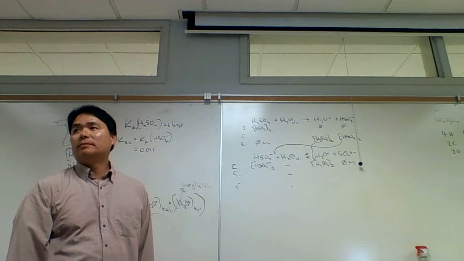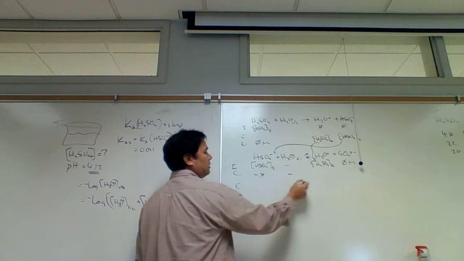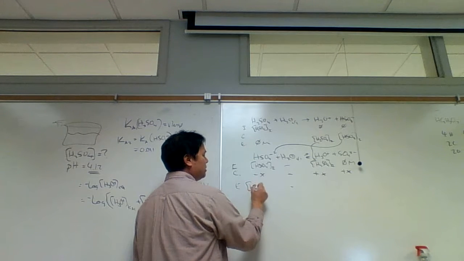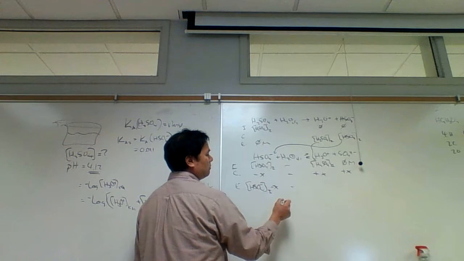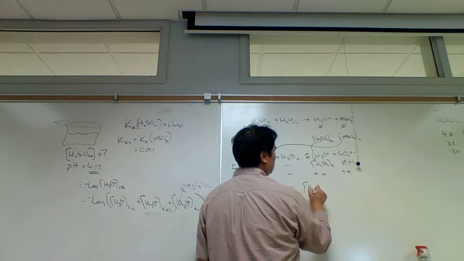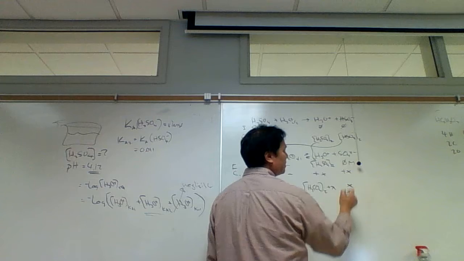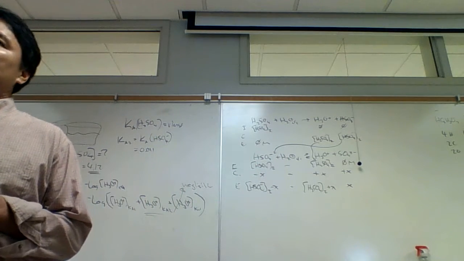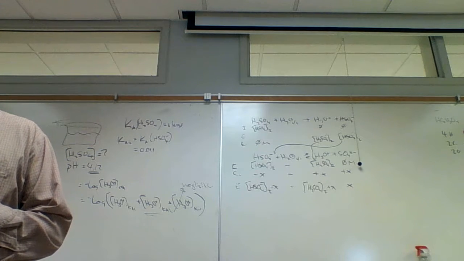I don't know how much, because it doesn't go to completion, so we're just going to call it minus X, plus X, plus X. And so in equilibrium, I'm going to have HSO4 minus initial minus X. We're going to have the H2SO4 initial plus X, and then X. We've got 2 unknowns. We'll need 2 equations to solve it.